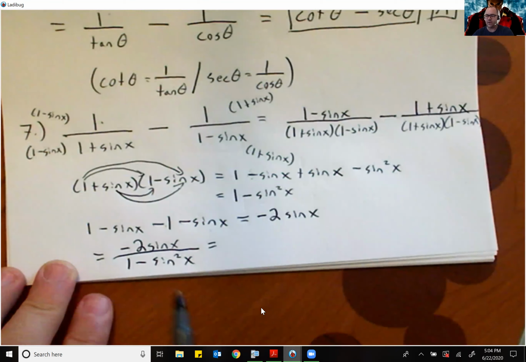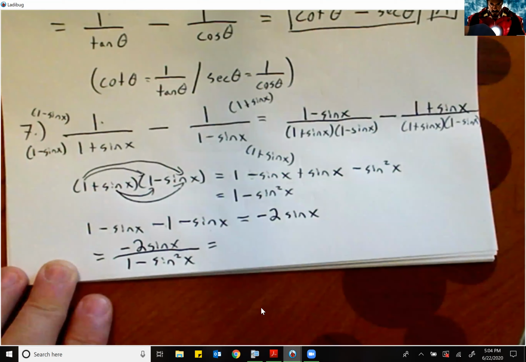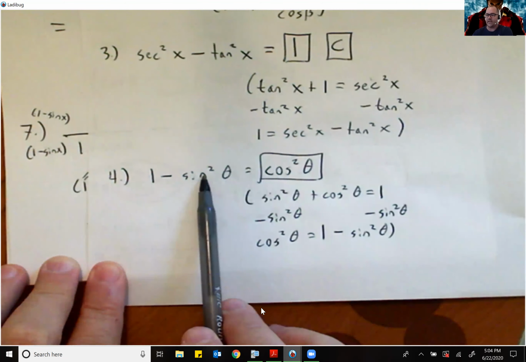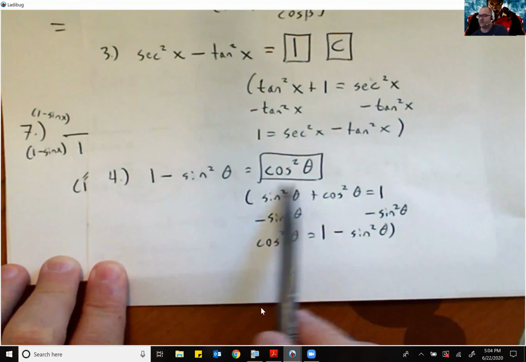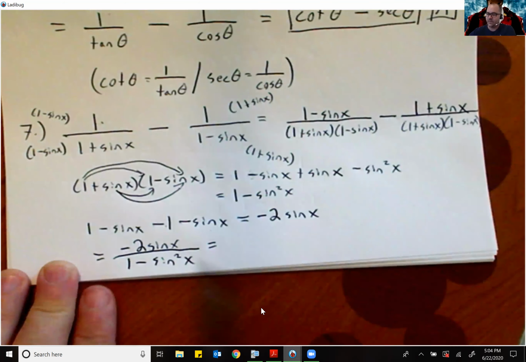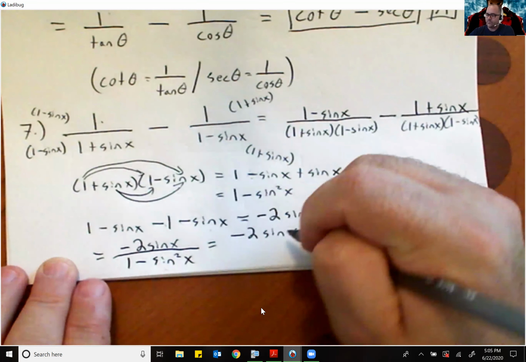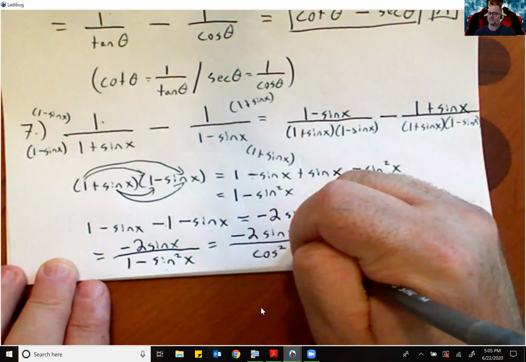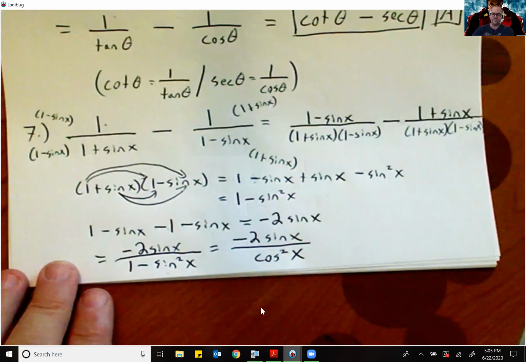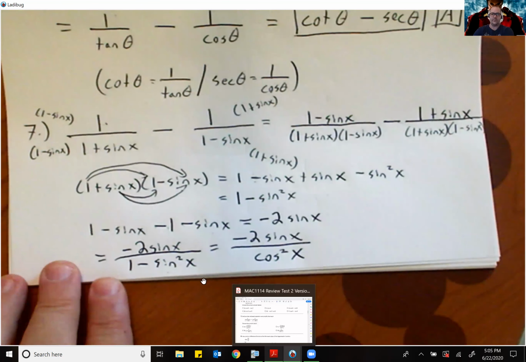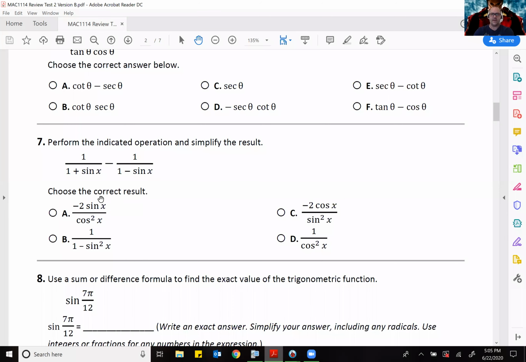But we do know what 1 minus sine squared is, okay? We did that back in problem number 4. 1 minus sine squared is cosine squared. So let's replace this with negative 2 sine x all over cosine squared x. And there's your answer. So we go back, we look. Hey, look, negative 2 sine x over cosine squared x. There it is. So the answer is A.